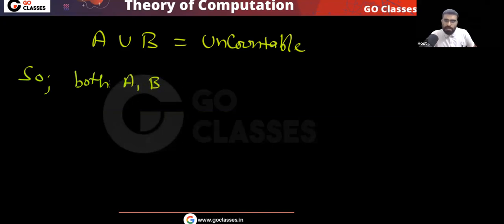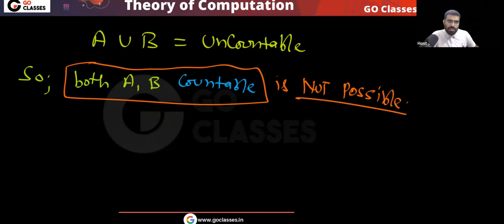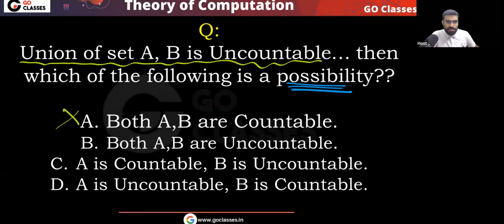Both A, B countable is not possible. Remember, this is not possible. At least one of them must be uncountable.